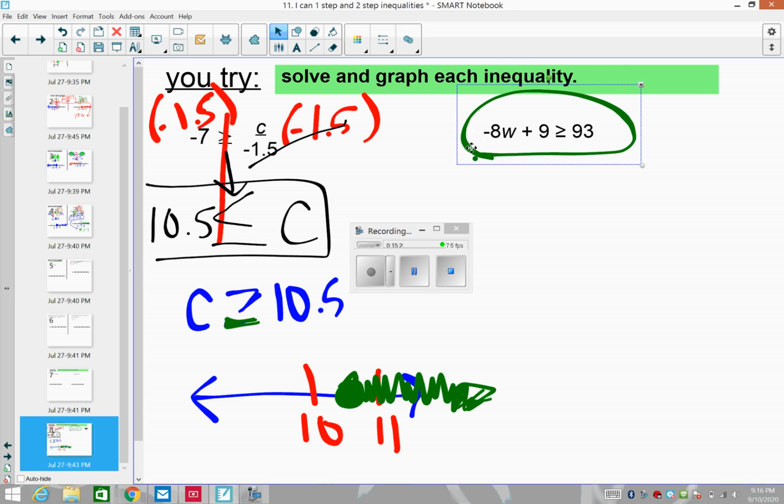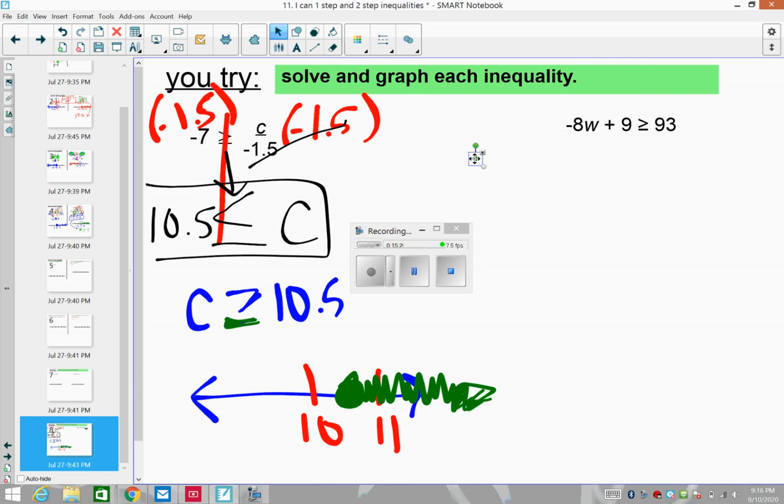So there's our first problem for you to try. Let's see how you did. Make sure that you have checked that your sign is correct, that the graph is correct, and so on. All right, next problem here.